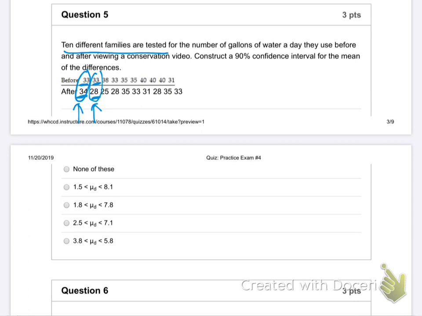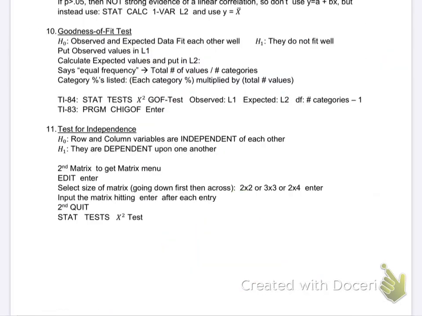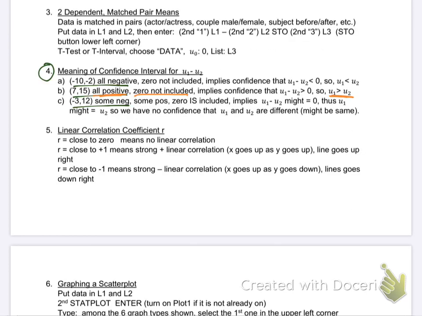Anyway, my point is those are matched up, right? It isn't like they just took 10 random families, and then 10 before and 10 after, totally different families. You could do a study that way, but this is a matching up. This is the same family before and after. Before and after problems are always matched pair. I even put it on the list, didn't I? Somewhere. Oh, right there. Before and after. If it says before and after, that's almost always matched pairs.